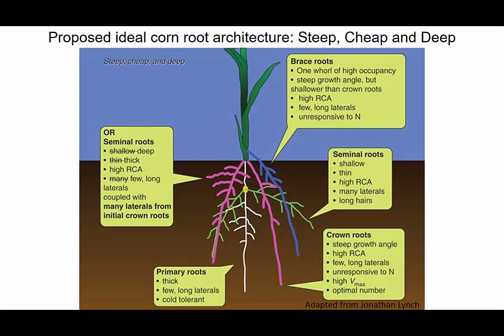So researchers have proposed an ideal root system, right? What does a root system architecture look like in corn that would be optimal for corn productivity? Basically the model that they proposed is what's called steep, cheap, and deep. Their proposal is that if you get really steep root angles and you send your roots really deep, you can still explore the upper soil layers by lateral branching, but you really ensure that you're exploring those deep resources of the soil.